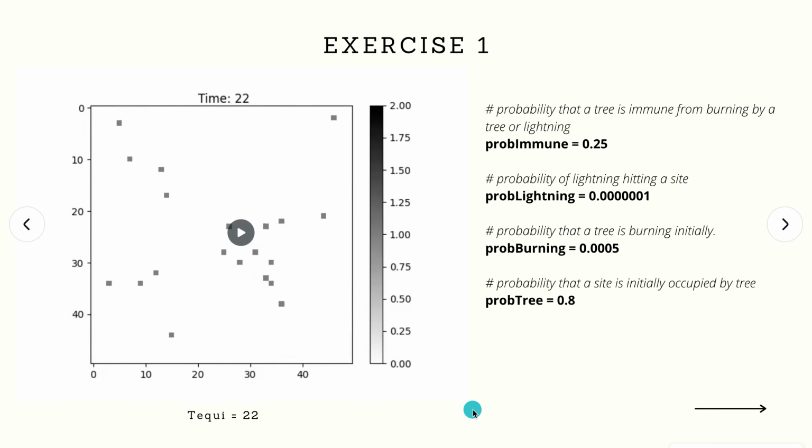Vishwa will go ahead and explain exercise 1. Moving on to exercise 1.